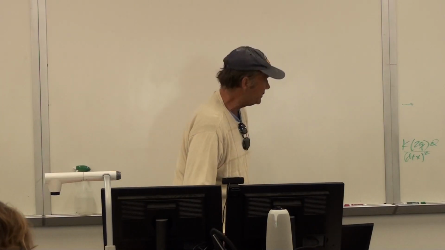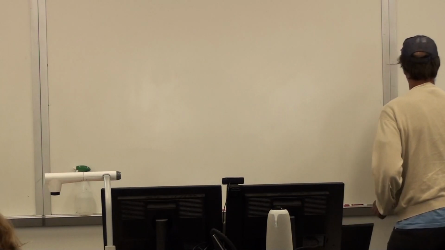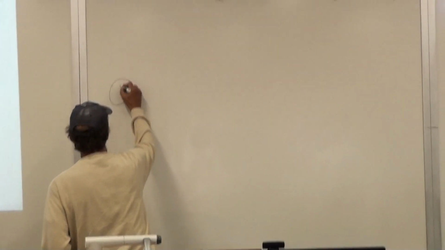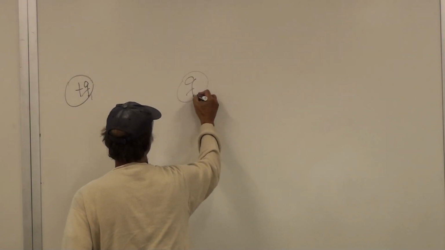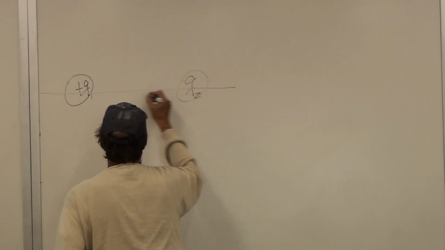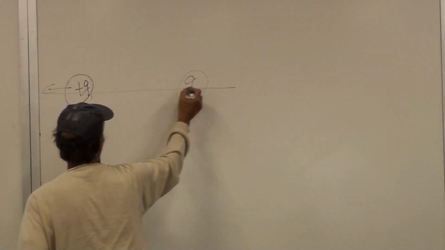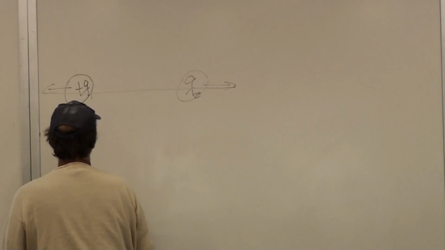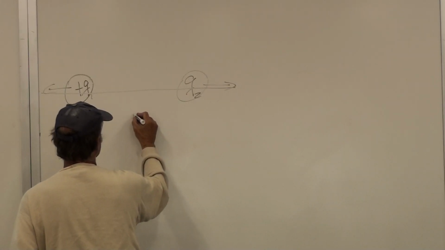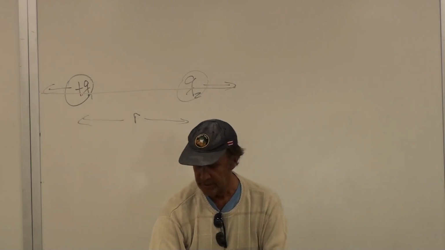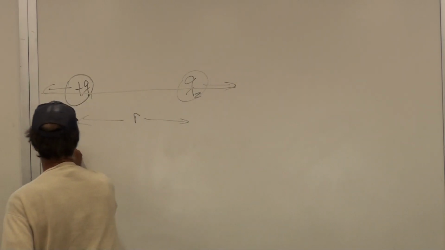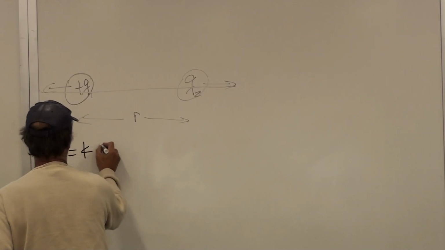Okay, so let's just review where we were at last time. We had this kind of force relationship for two charges Q1 and Q2. If they're the same charge, like charges repel, then the magnitude of that force, if this distance is r, is going to be equal to k q1 q2 over r squared.